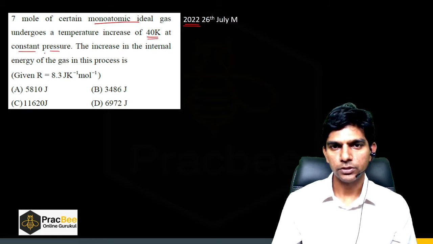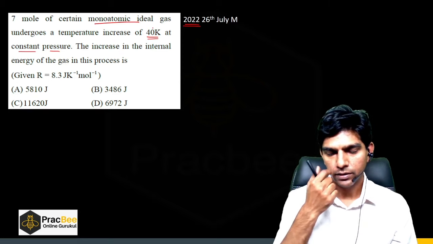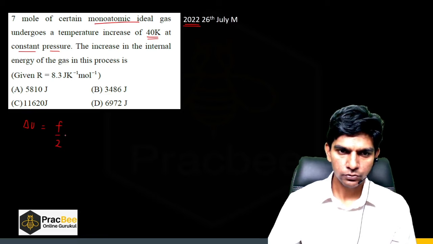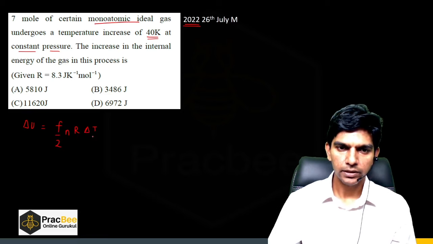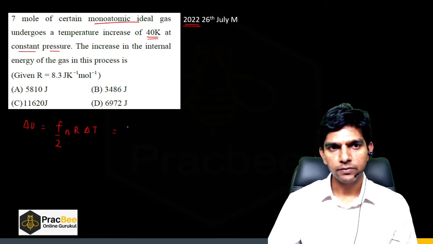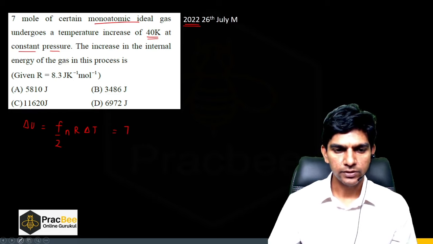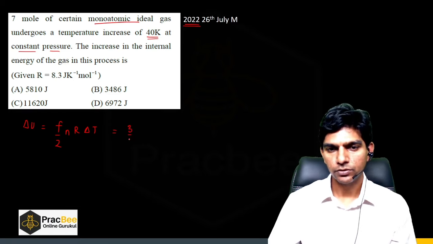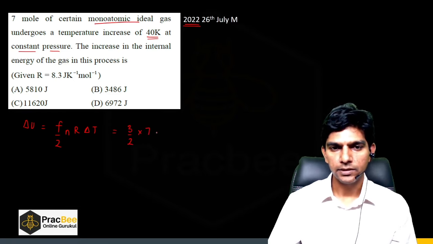So we are increasing the temperature by 40 Kelvin at a constant pressure. The increase in the internal energy of the gas in this process is given by f by 2 nR delta T. Now n is given as 7, and it's a monatomic gas. So in monatomic gas, f is 3. So 3 by 2, n is 7.